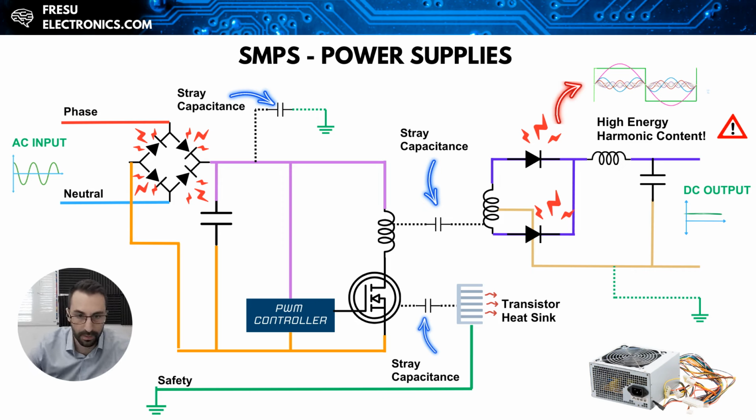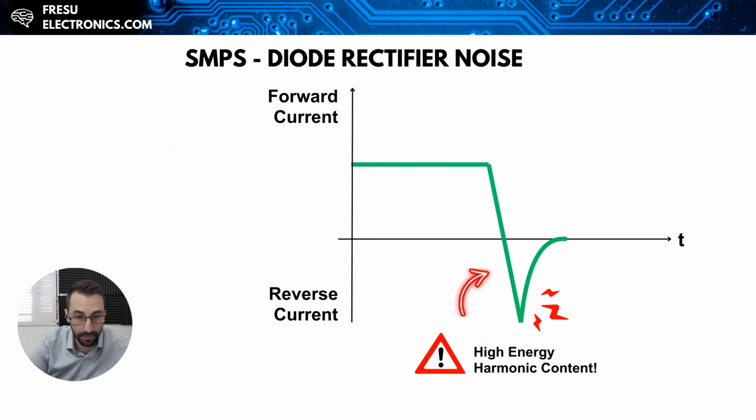So where is the problem with this rectifier diode? The problem is caused during the reverse recovery time of the diode. Charge is accumulated in the diode junction during the forward bias of the diode, hence during conduction, and when it's suddenly removed, it produces a sharp negative spike of current.